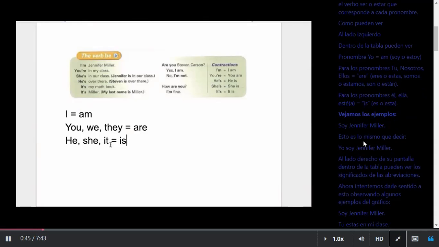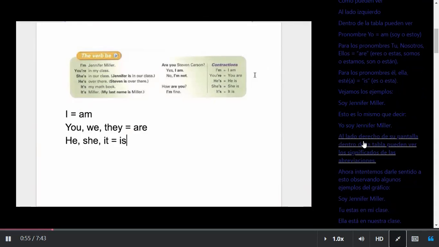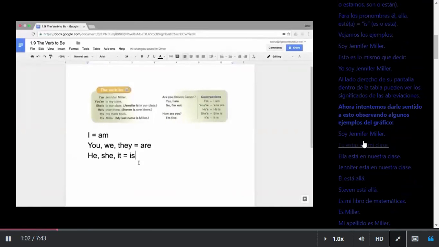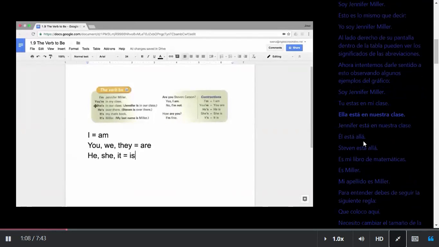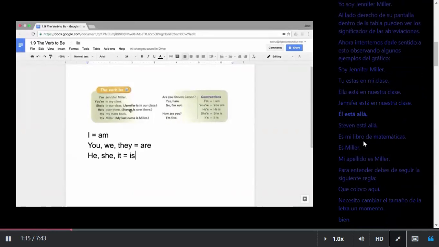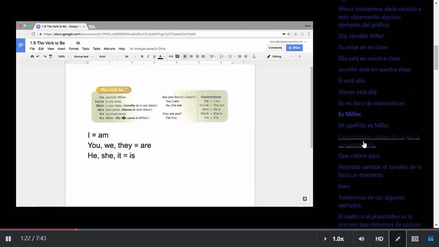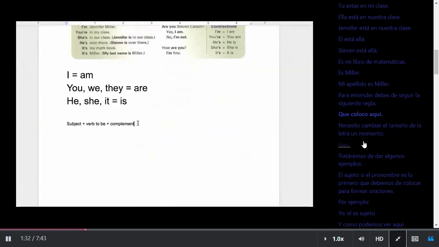So if we look at the examples, I'm Jennifer Miller. This is the same thing as saying I am Jennifer Miller. I am. You can see the meaning of those contractions towards the right hand side of the screen. Now let's try to make sense of this by looking at the examples on the chart. I'm Jennifer Miller. You're in my class. She's in our class. She is. Jennifer is in our class. He's over there. Steven is over there. He's. It's my math book. It's Miller. My last name is Miller. It's.